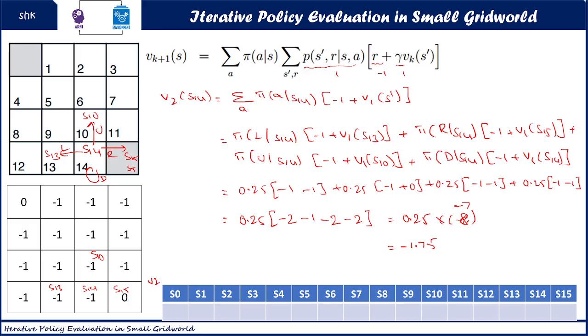Now we will update the evaluated V2 functions. The V2 values we got are: S0 is 0, S15 is 0, S1 is minus 1.75, S2 is minus 2, S3 is minus 2, S4 is minus 1.75, S5 is minus 2, S6 is minus 2, S7 is minus 2, S8 is also minus 2, S9 minus 2, S10 minus 2, S11 minus 1.75, S12 minus 2, S13 minus 2, S14 minus 1.75.